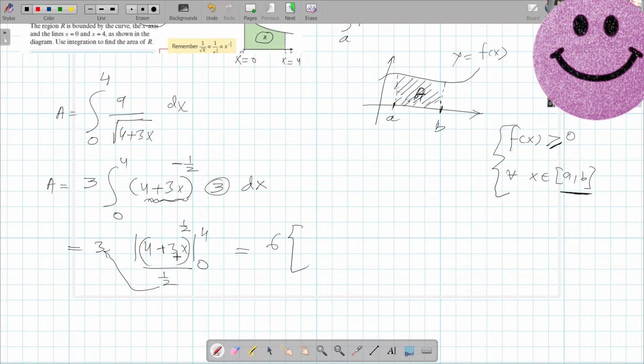When we put 4, 3 fours are 12 plus 4, 16, to the power 1 over 2. And when we put 0, it will give us 4 raised to 1 over 2. So this is simply the square root of 16, which is 4, minus 2. So 2 times 6 is 12. So 12 is the required area under the curve. So this area is 12 square units.